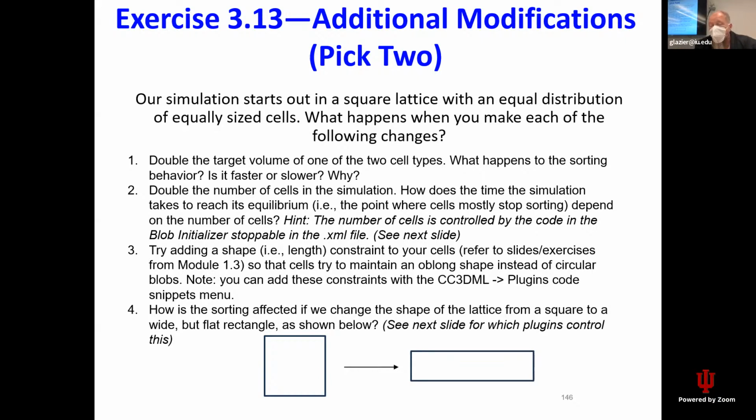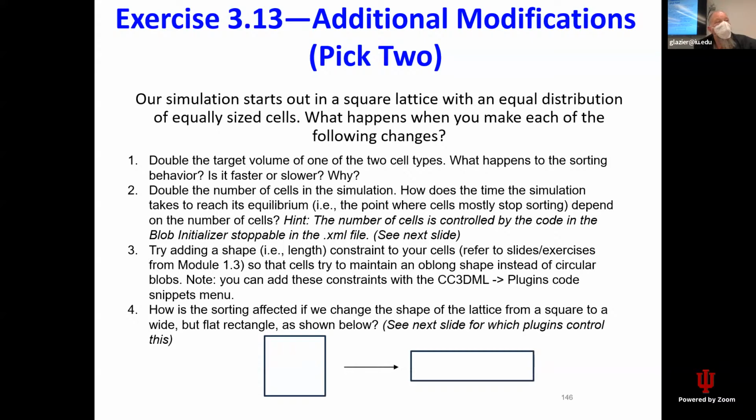Because with diffusion, the time to go a given distance goes as the square of the distance, not linearly in the distance. And so if you double the size, it takes 4 times longer for something to find it. So if you start out with an equal fraction of the two cell types, sorting is faster. If you start out with, say, 20% of one cell type and 80% of the other, the rarer cell type takes a long time to sort. So those are things that one could play with.